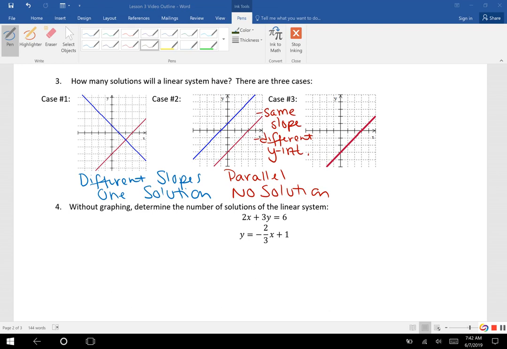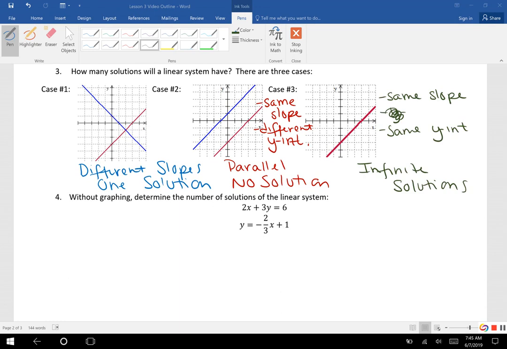Finally, the last thing that can happen, case 3, is the two lines you're given could actually be the exact same line. And in this case, we have an infinite number of solutions. Every single point on the line is actually a solution. In this third case, when you have the same line, so same slope, same y-intercept, every single point on that line is actually a solution. So we have an infinite number of solutions. So 3 cases: 1 solution, no solution, infinite number of solutions.